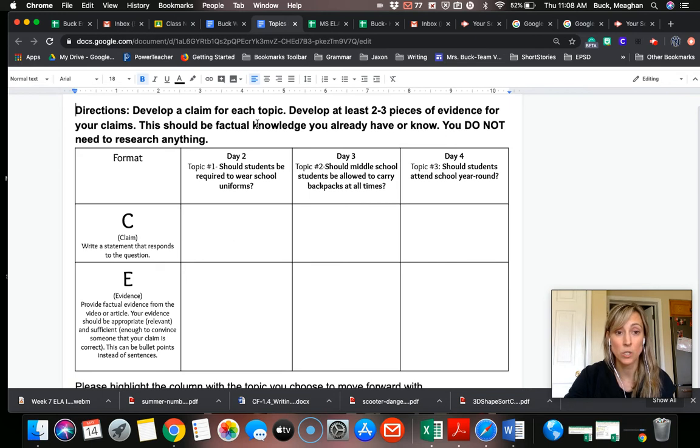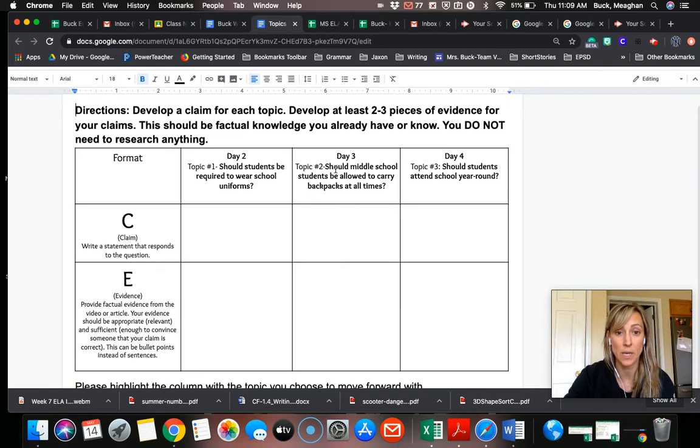Now, I don't want you going out to the web and researching. This is something you should be able to back up with factual evidence that you already know, knowledge you already have, knowledge that you could already create by just thinking about the topic. And that's going to be the same process moving forward.